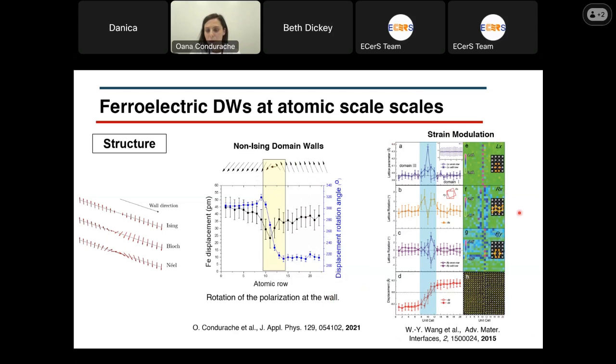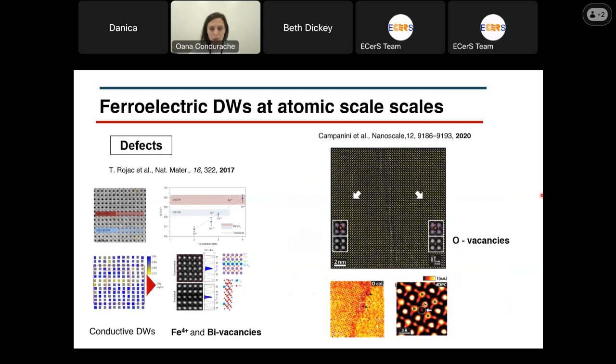And this is another example where you can see that an even higher degree of complexity was added by showing strain modulation at the domain wall. Okay, so domain walls are a sink for point charge defects. So they attract and are attracted by point charge defects. What I'm showing here is a case of conductive domain walls in bismuth ferrite, where this conductivity was assigned by EELS STEM to a change of oxidation state in iron, in this case iron 4+, and bismuth vacancies.